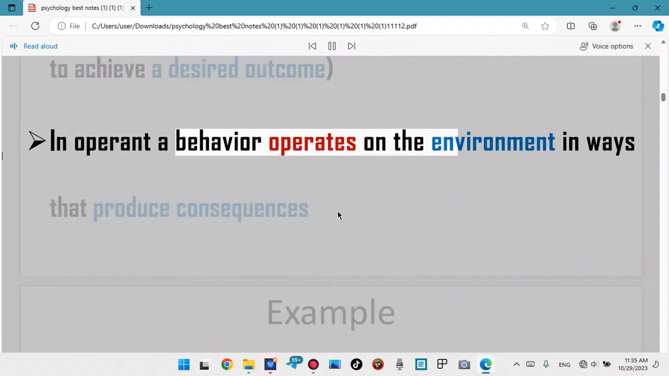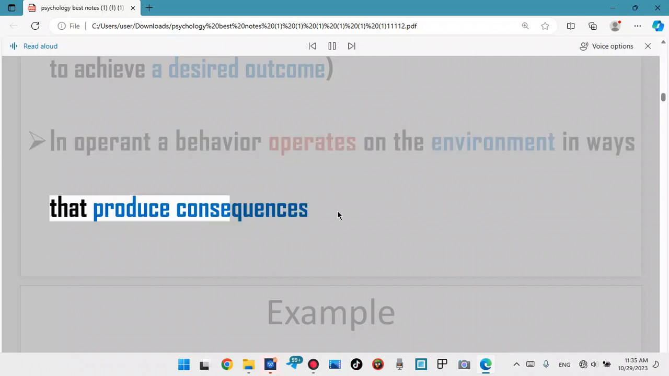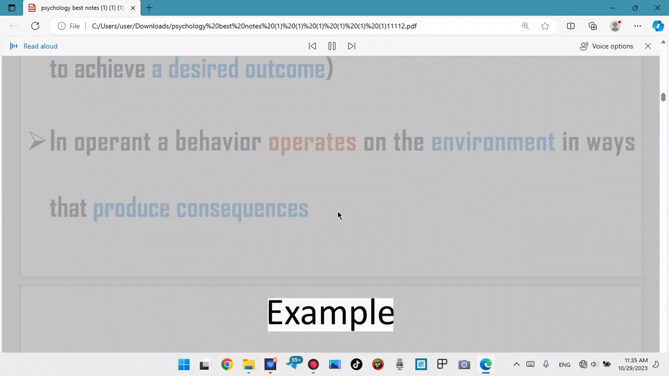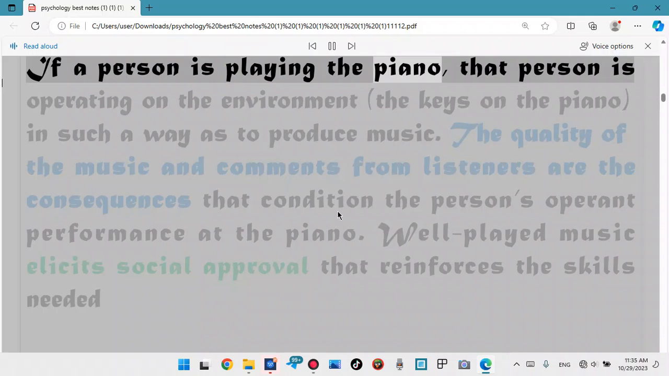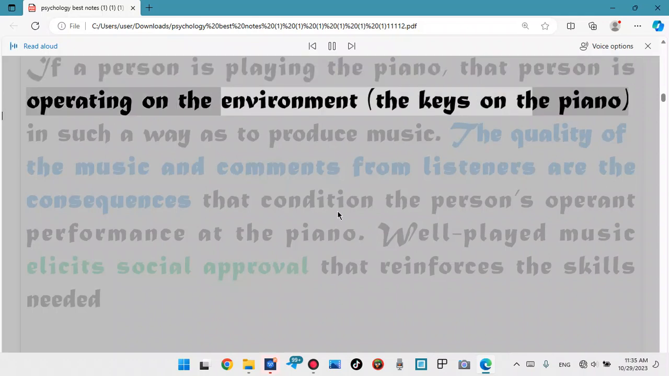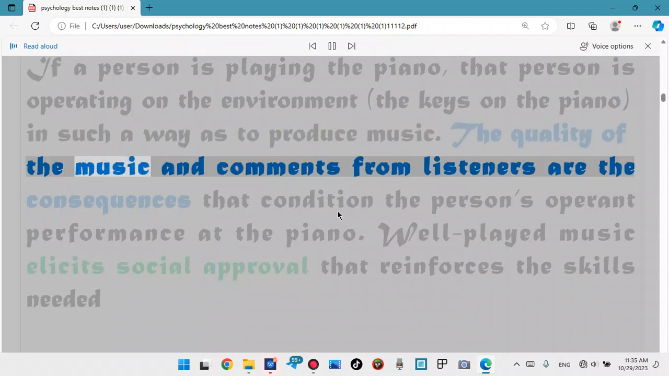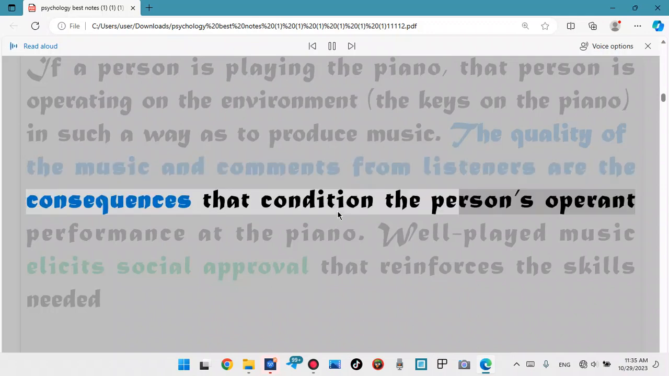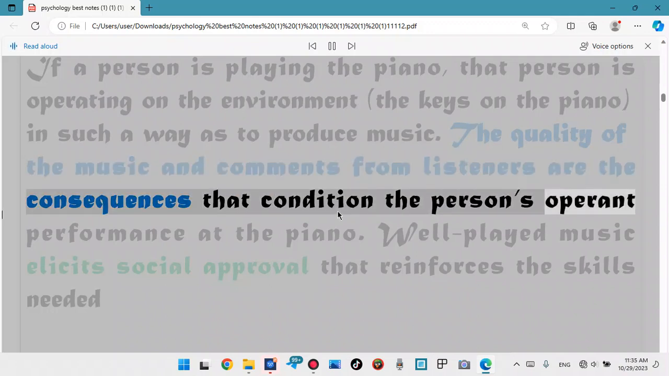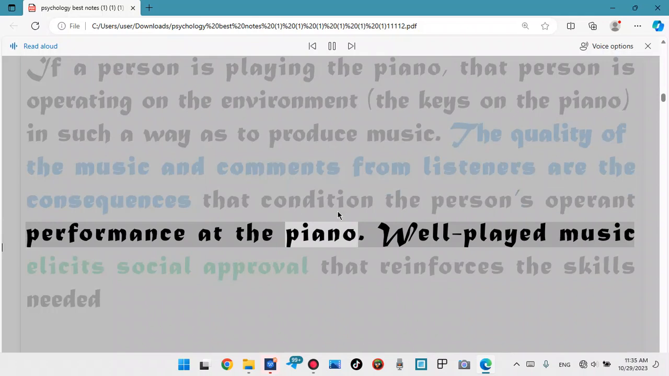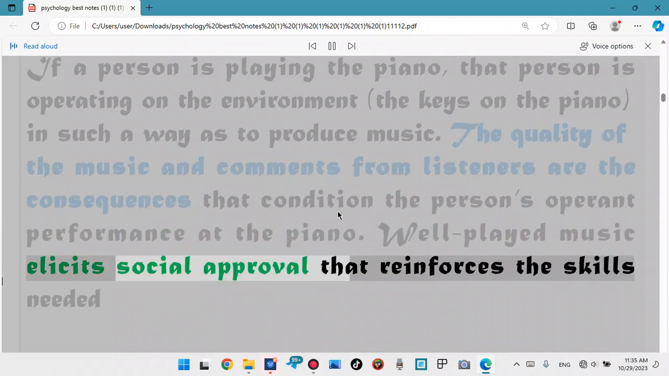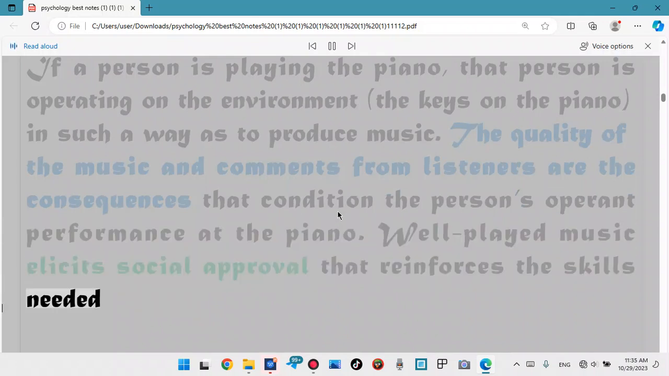An operant behavior operates on the environment in ways that produce consequences. Example: if a person is playing the piano, that person is operating on the environment, the keys on the piano, in such a way as to produce music. The quality of the music and comments from listeners are the consequences that condition the person's operant performance at the piano. Well-played music elicits social approval that reinforces the skills needed.